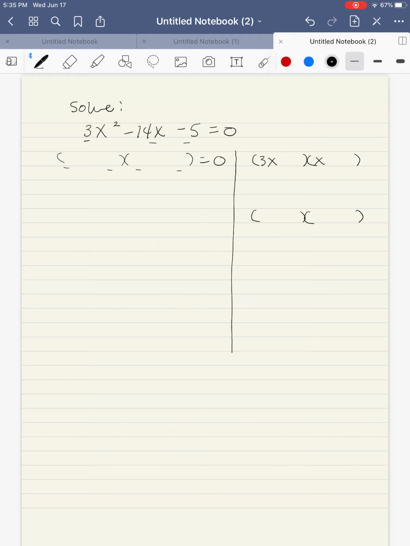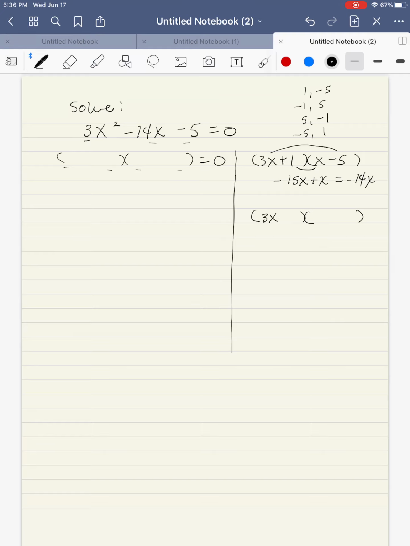All right, the only way I can get 3x squared is 3x and x. So I'm thinking of numbers that multiply to give me negative 5. I'm going to have 1 and negative 5, or negative 1 and 5, and I can flip-flop those, and I can have 5 and negative 1, or negative 5 and 1. So I'm just going to start with the first one, and see what I get. And I'm checking the middle, the outer, and the inner, multiplying this one and this one. And I get negative 15x plus x.